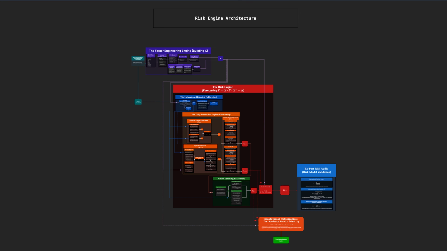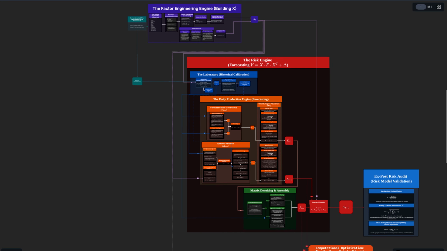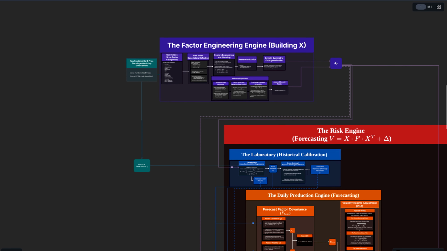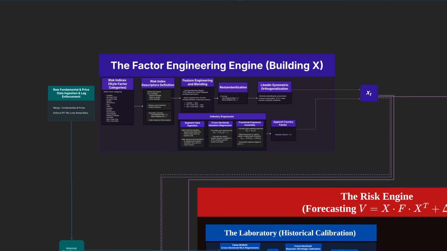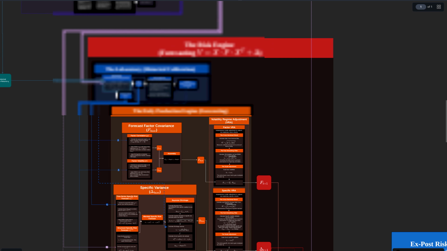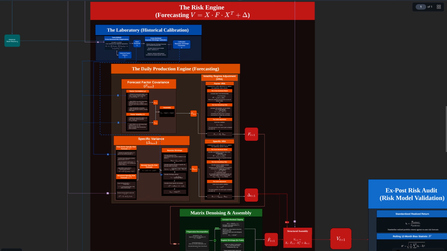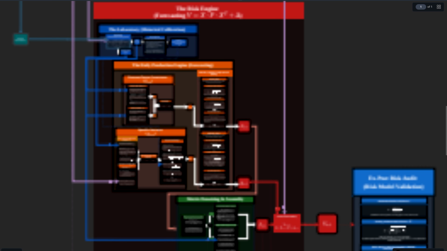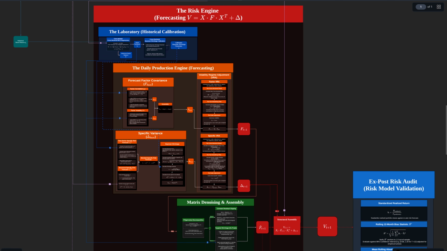You can see here we have the factor engineering engine in purple at the very top. So building X is the very first step in engineering the covariance matrix, and in fact this is our very first implementation step in this series. But since we already briefly talked about it, and in the interest of time, I'm going to skip discussing it here again and go straight to the main event, which is the risk engine itself.